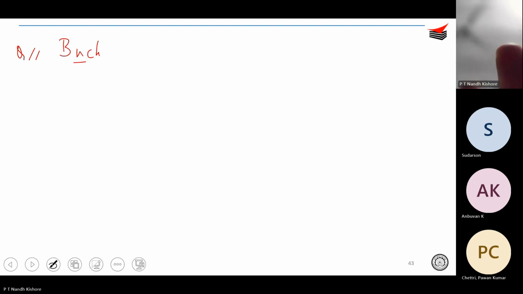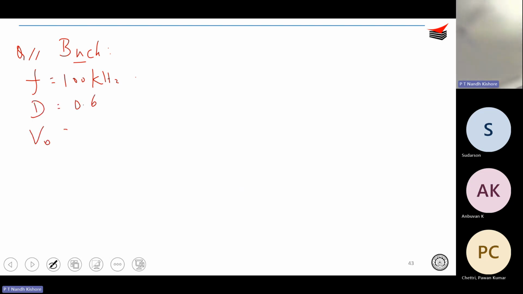So the question is, I just want to solve some extra problems on the critical conduction, okay, critical inductance. So the question is, you have got a buck converter. Please take out your calculator so you can solve. So the switching frequency is 100 kilohertz, and the duty ratio is 0.6. V naught, or the output voltage, is 36 volts for an input voltage of 60 volts. The LC value, or the inductance which ensures critical conduction, is 5 millihenries.